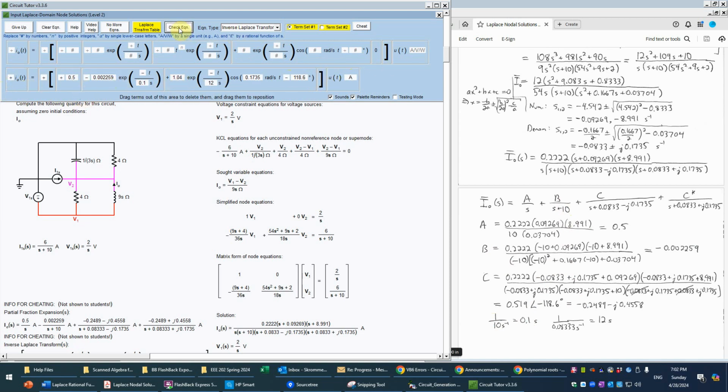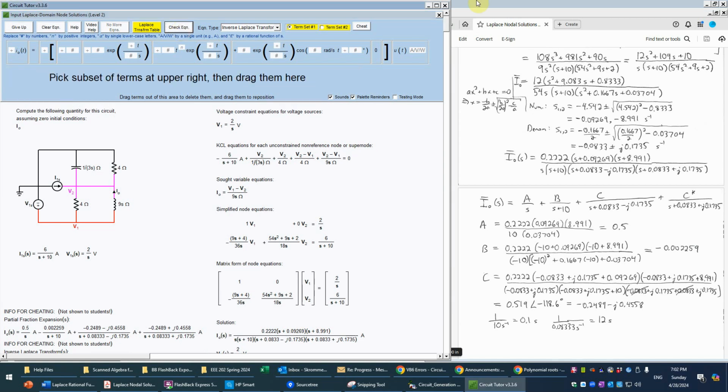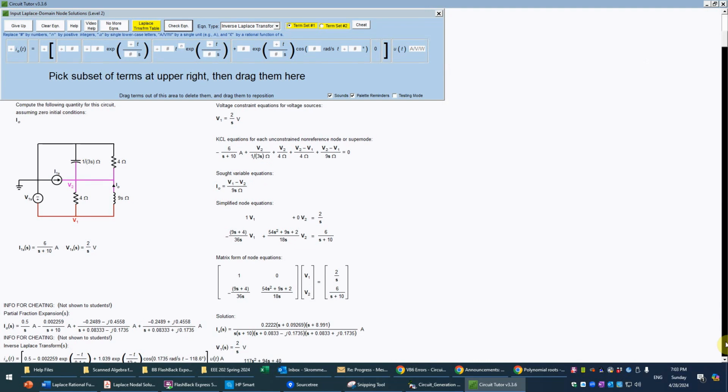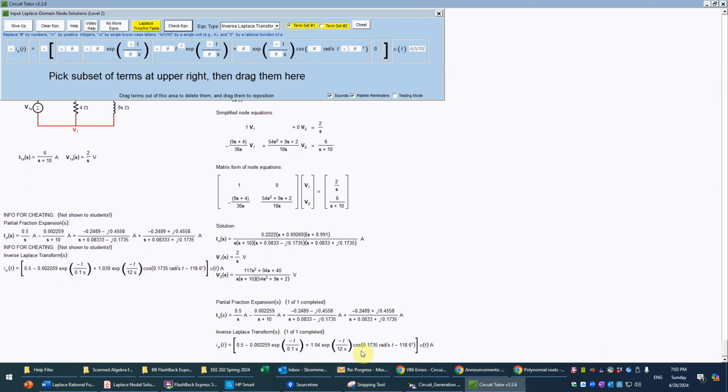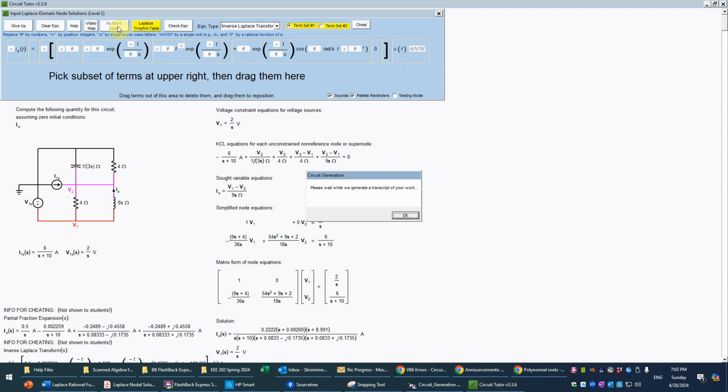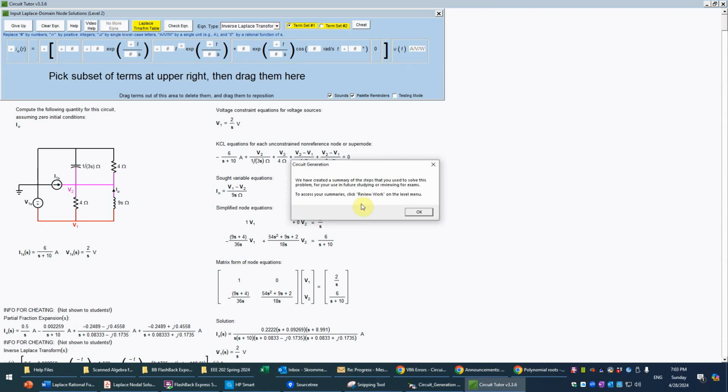And so we'll go ahead and check that. And indeed, that is correct there. And we can scroll down and see that's on the screen. And since we've entered all the inverse Laplace transform equations, we just click No More Equations to complete the problem. And now it'll give us the PDF transcript of your work that you can use for reviewing, and it'll show both the correct steps you took and any mistakes you might have made will be shown in red in that transcript. So that'll be available by clicking the Review Work button on the level menu.